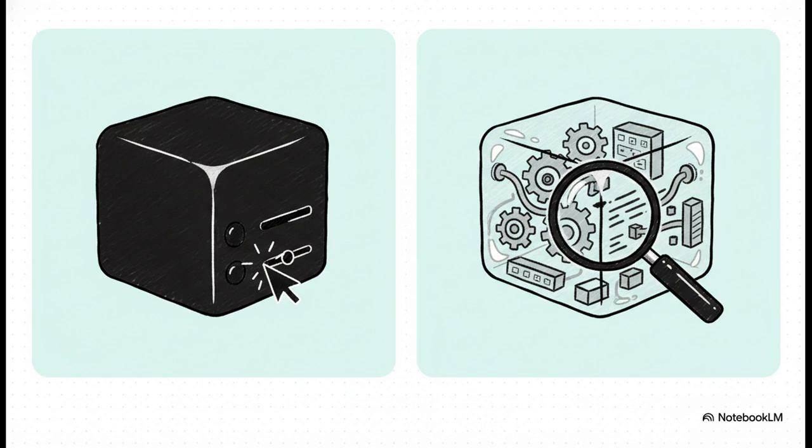First, you've got black box testing. Think of it like you're a user. You can't see the code inside, you're just clicking buttons to see if they work. Then there's white box testing. This is the opposite. The tester is like a mechanic looking under the hood, checking the code itself to make sure it's efficient and built correctly.